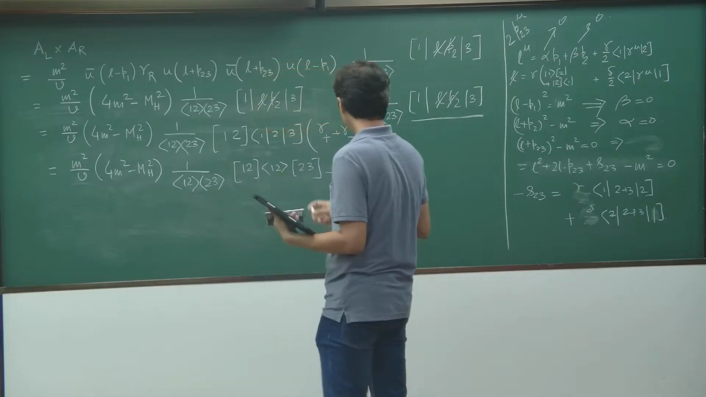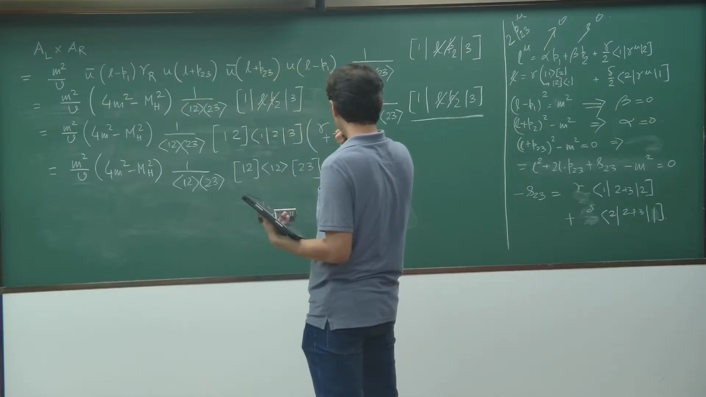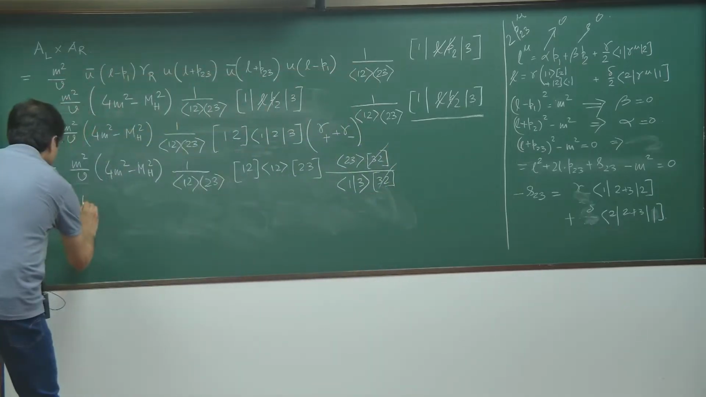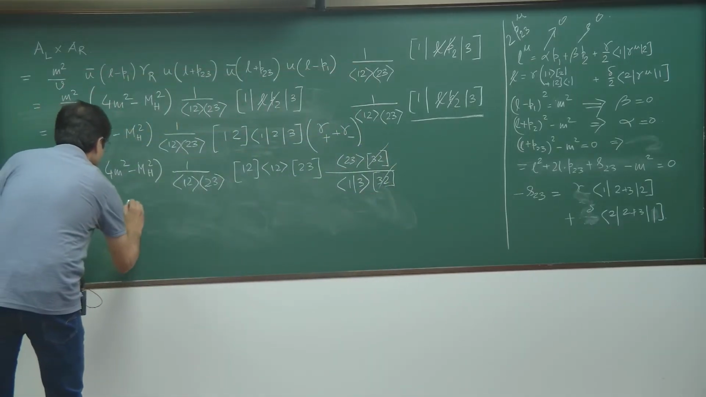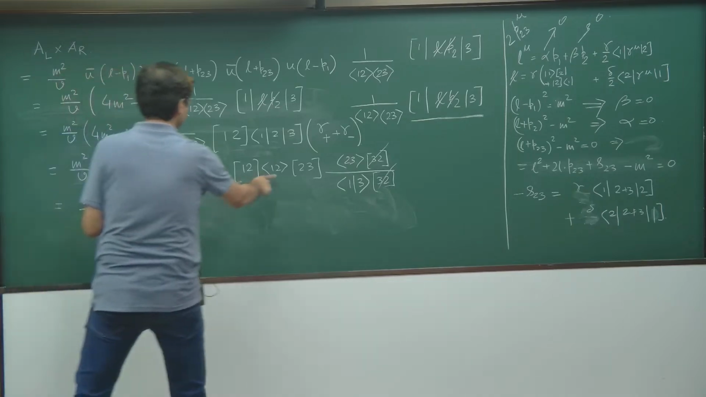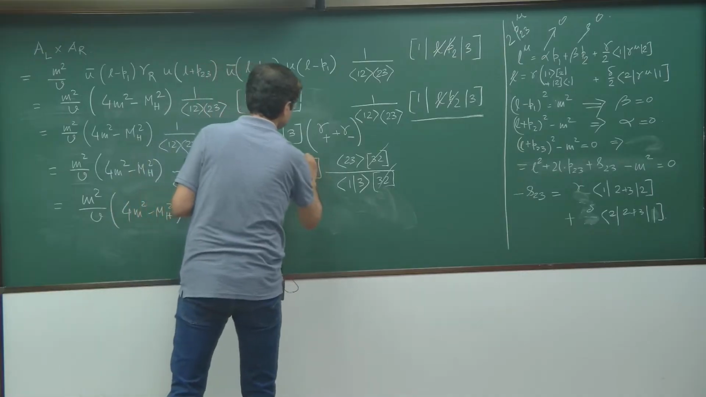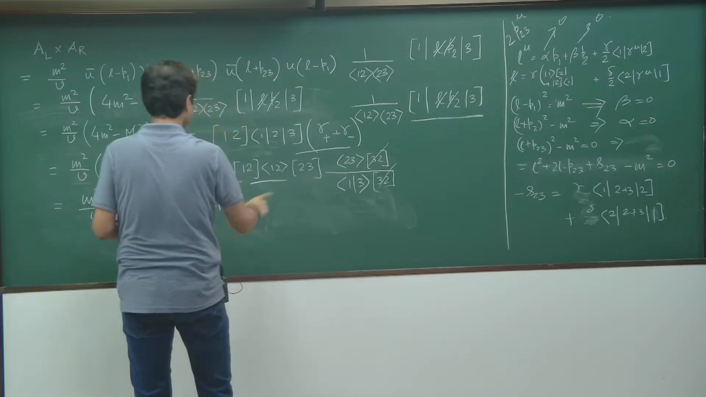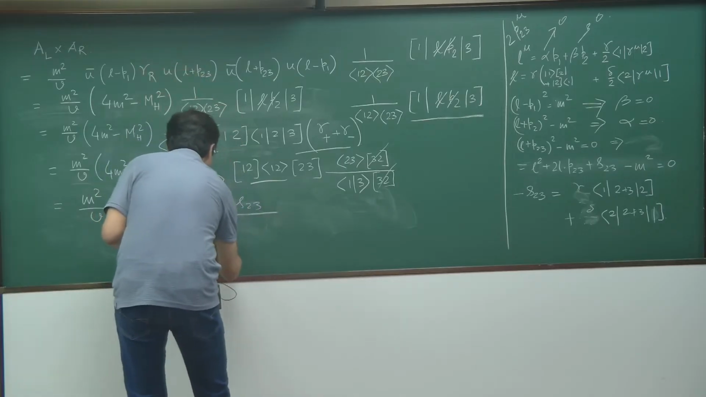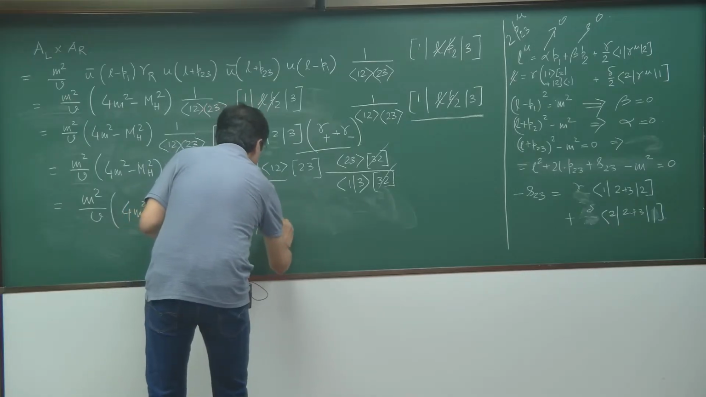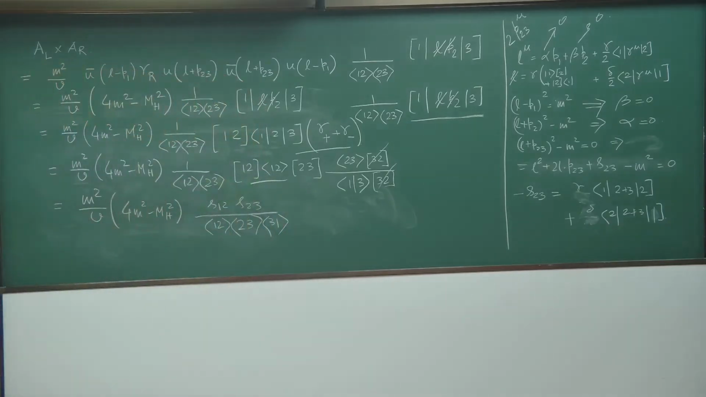I have done something wrong probably. What is that? Oh no, I have not done something wrong. Yeah, okay, fine. So this is 4 m square minus mh square, this is 1 2, this is S23, S12 plus S23 divided by 1 2 2 3 3 1. Okay. So this is the box coefficient. So simple.